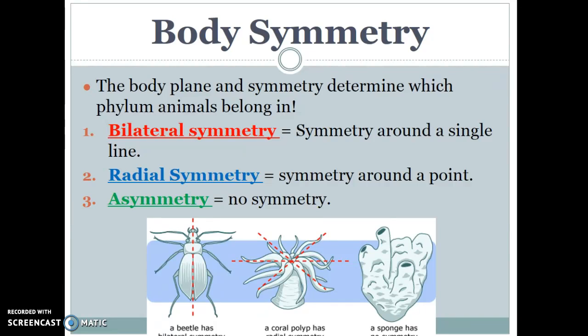Then you have radial symmetry. There are several lines that are drawn through and they look similar through each of those points, and asymmetrical or asymmetry, meaning there is no symmetry there. What type of symmetry do you think humans have? Did you say bilateral? Great.